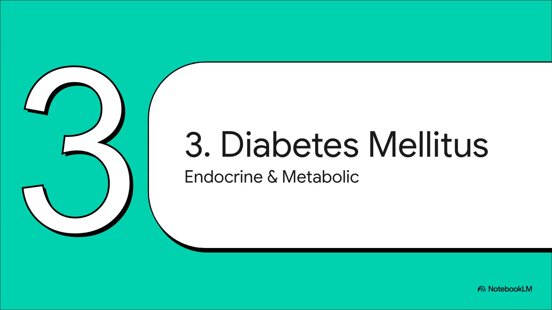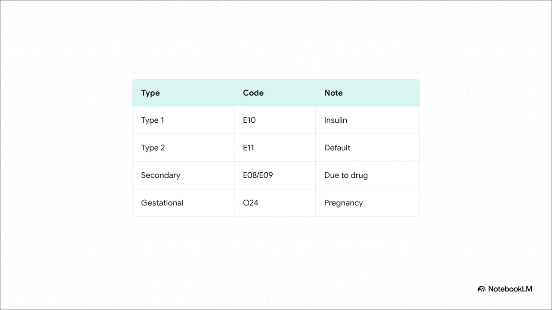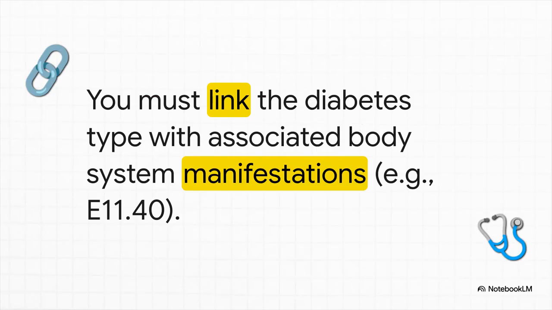Okay, Section 3, let's talk endocrine and metabolic diseases, specifically focusing on Chapter 4, Guidelines for Diabetes mellitus. You need to understand these distinct diabetes categories inside and out, and always keep this golden rule in mind. If the medical documentation does not specify the exact type of diabetes, Type 2, which is the E11 category, is your automatic default.